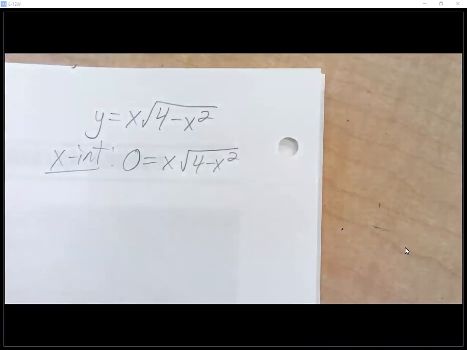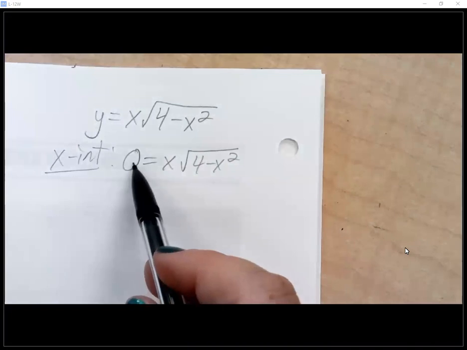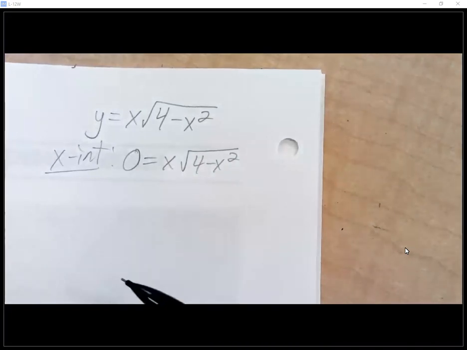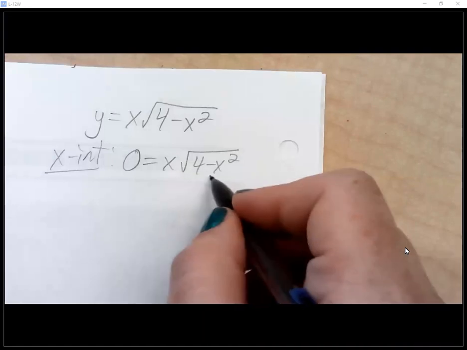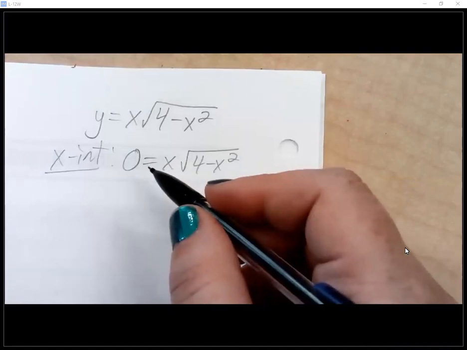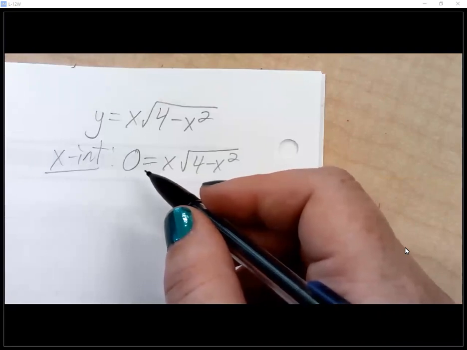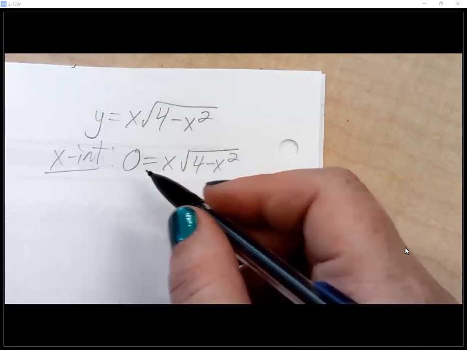Okay, so if you plug in 0 for Y, right? Now I do want to solve for X. If your first instinct was, oh, let me just divide both sides by X, you can't do that because you don't know what X is. What if X were 0? Now you've just imploded the universe.